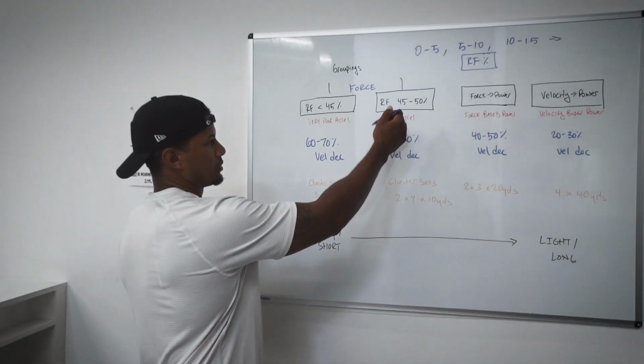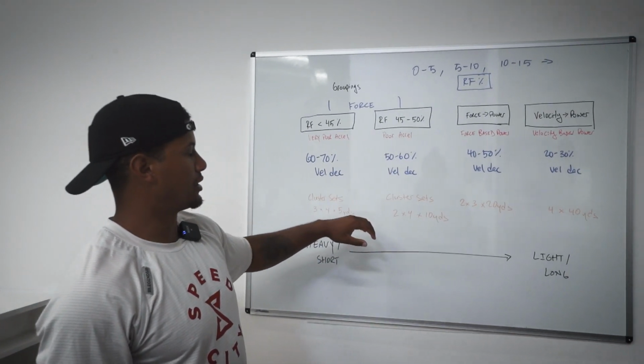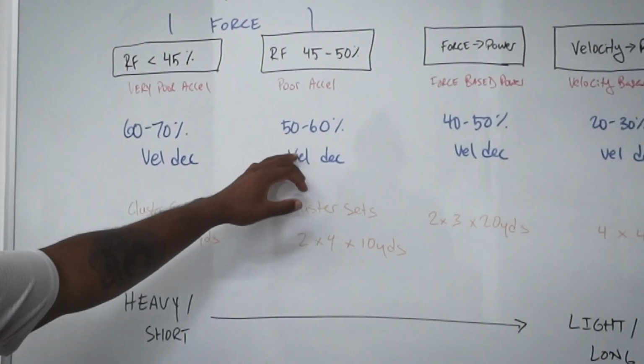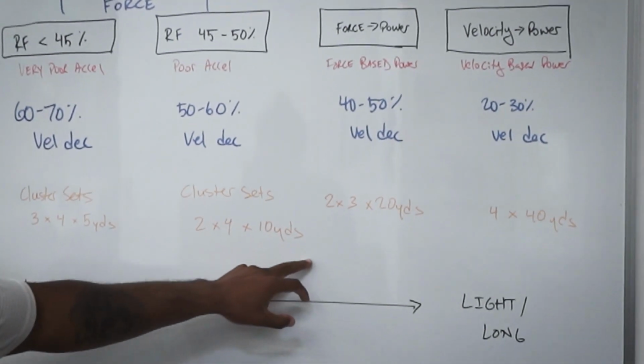The next grouping here, ratio of force between 45 and 50%. We look at very poor acceleration. We're doing somewhere between 50 and 60% velocity decrement. We're still doing cluster sets, but we push it out a little bit further.